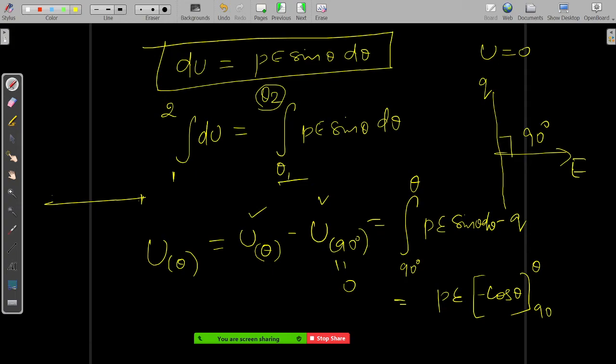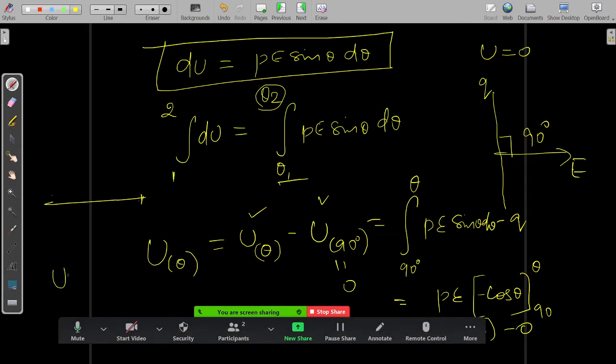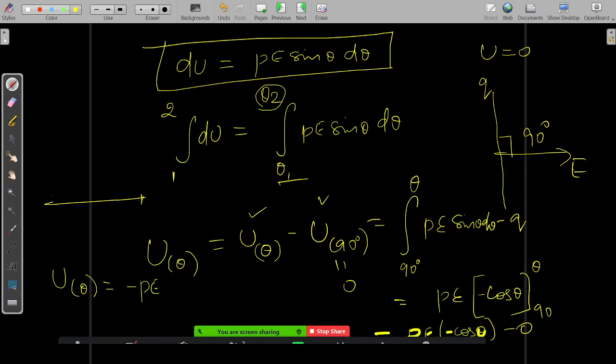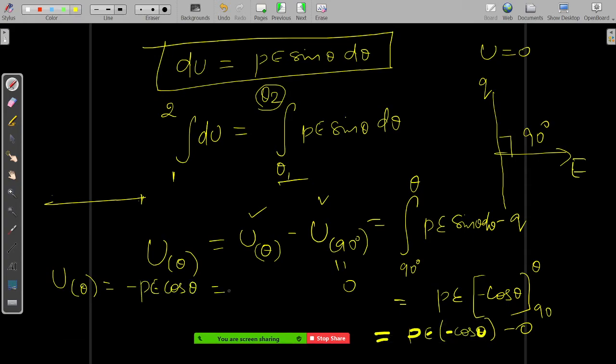So it becomes what? So minus PE cos theta. So this becomes PE into minus cos theta. So it's minus PE cos theta minus PE cos 90, and this basically is 0. So this will be equal to minus PE cos theta, which can be written as minus P dot E, minus the dot product of P and E.